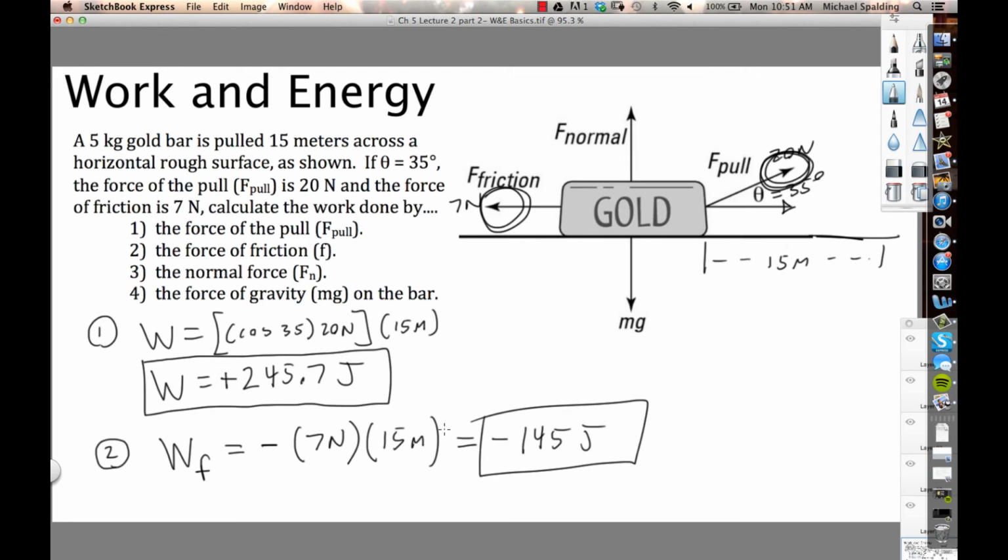Oh, 105? I lost my notes. Oh, that's right. This is 105. Okay, 105. Something else is 140, which I'm going to get to.